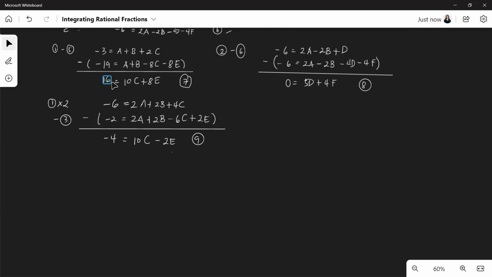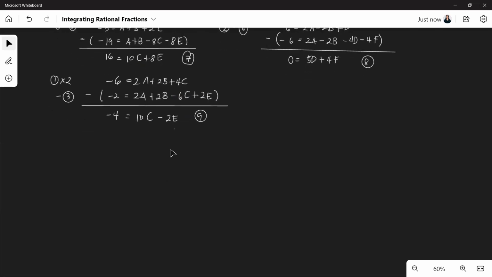As you can see, equation 7 and 9 have something in common. They have 10C. So we can eliminate 10C by subtracting the two, 7 minus 8, or you can also do 8 minus 7. So 16 equals 10C plus 8E, minus. I'm putting parentheses so that you will take note that it's subtraction.